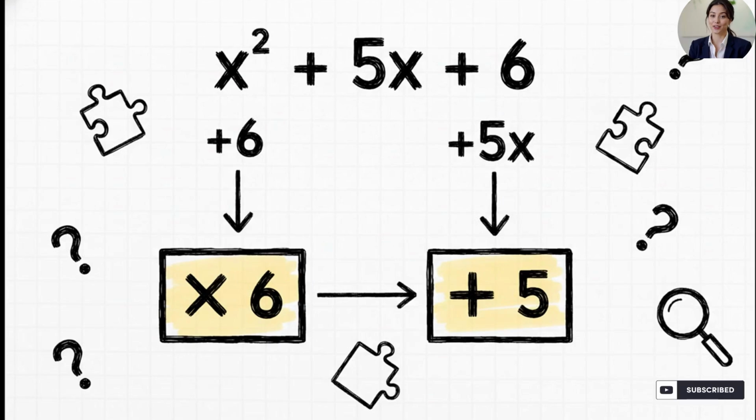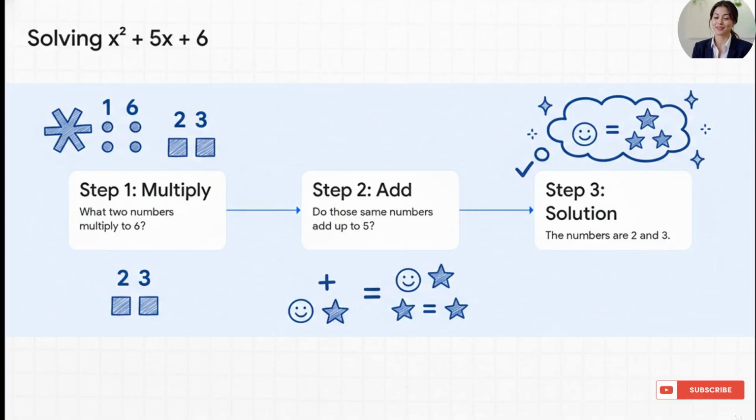We're on the hunt for 2 secret numbers. These numbers have to do 2 things at once. They have to multiply to give us the last number, which is 6, and they also have to add up to give us the middle number, 5. So let's solve this thing.